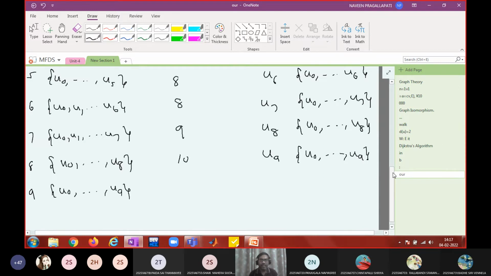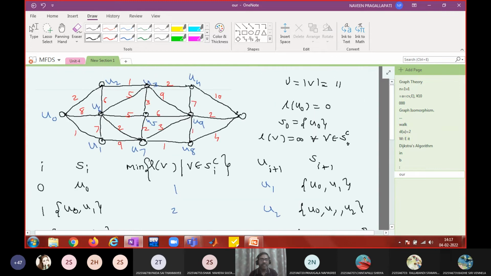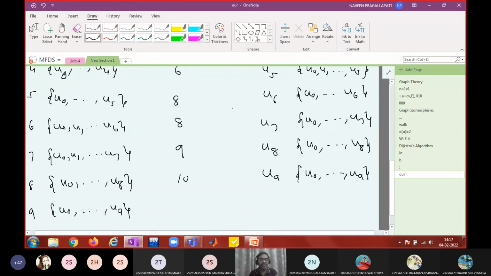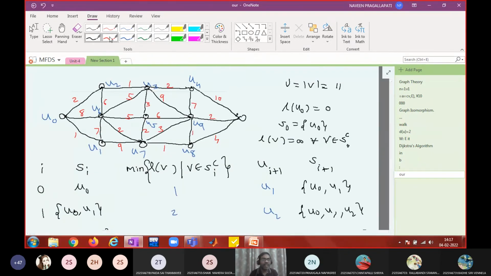And what is the next vertex? If it is U9, I think this is the only one, no? 12. So yes, U10. So what is the U10? Which one am I going to select? So when I say this is U10, what will be its distance? Via which edge am I going to go? Via U9, sir.